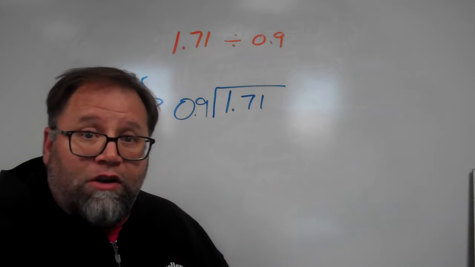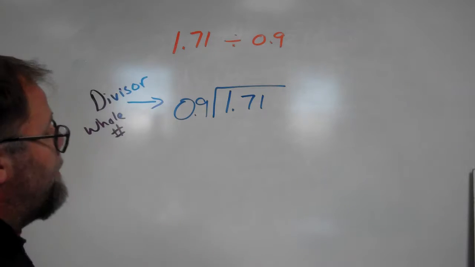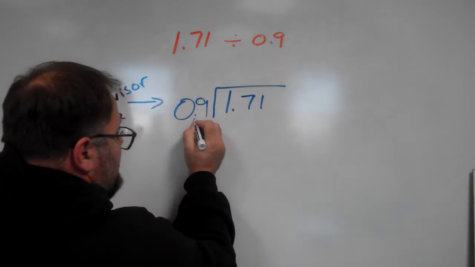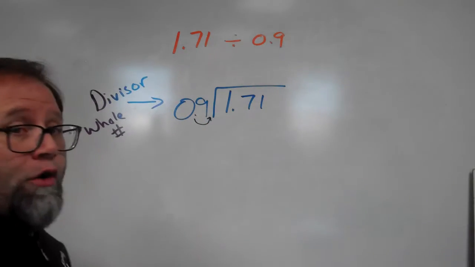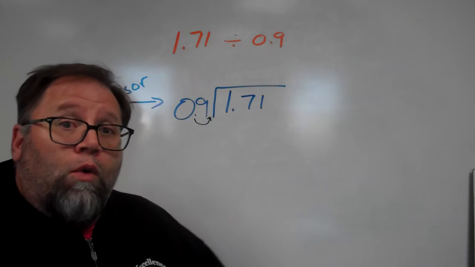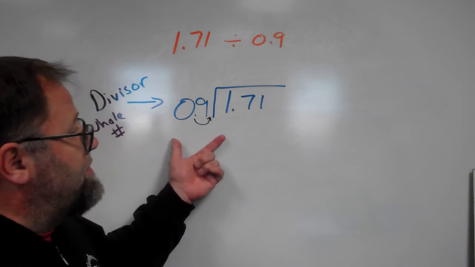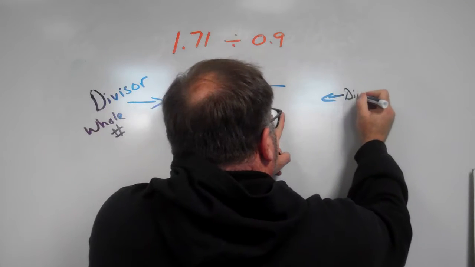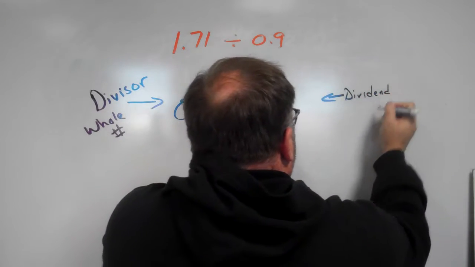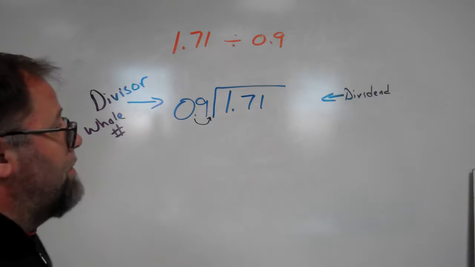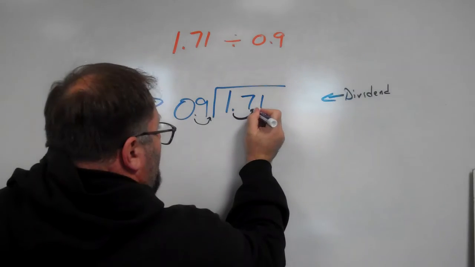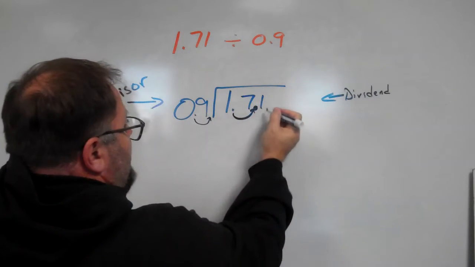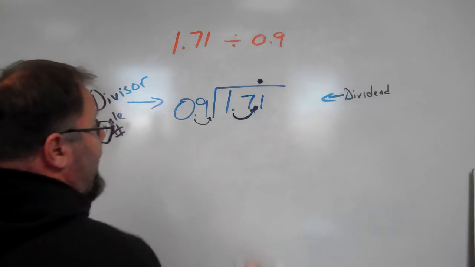Now technically, you know what we're doing? We're multiplying this by 10. If we multiply this by 10, it moves the decimal 1 over and makes it 9. Whatever we do, though, to the divisor, we also have to do to the dividend here. We also multiply this by 10, which means we have to move this over 1, and that's where we put our new decimal and then put our new decimal in the answer.